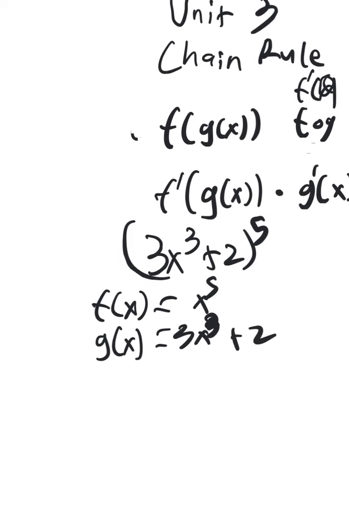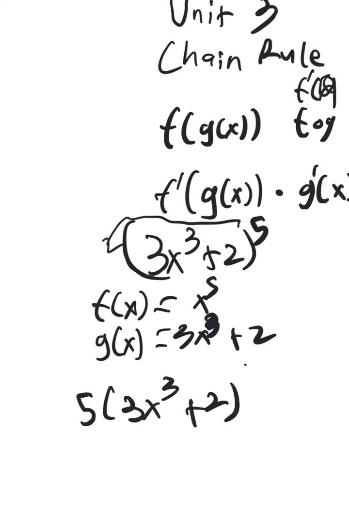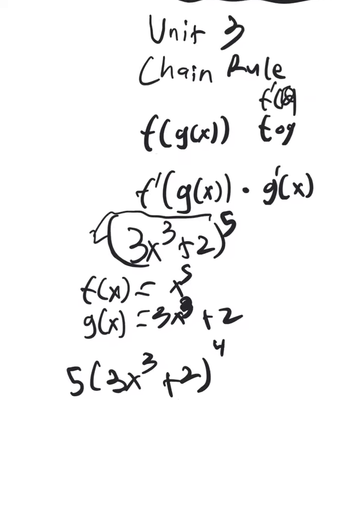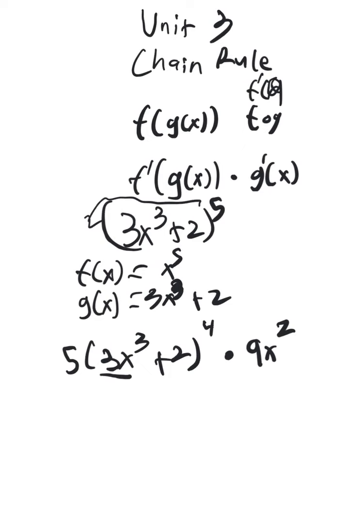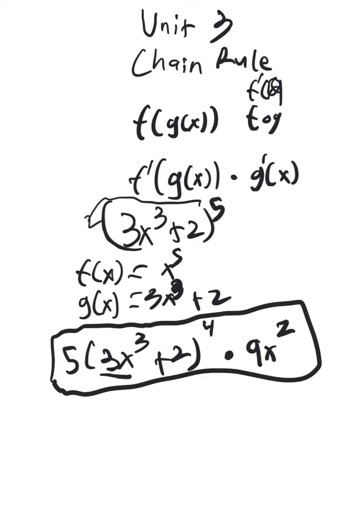So we'll bring the 5 down onto the outside, so it'll be 5 times, we leave the inside unchanged, and then subtract 1 from the exponent, and then multiply by the derivative of the inside. So the derivative of 3x cubed is 9x squared due to the power rule, and the derivative of 2 is just 0. So then this is our final derivative using the chain rule.